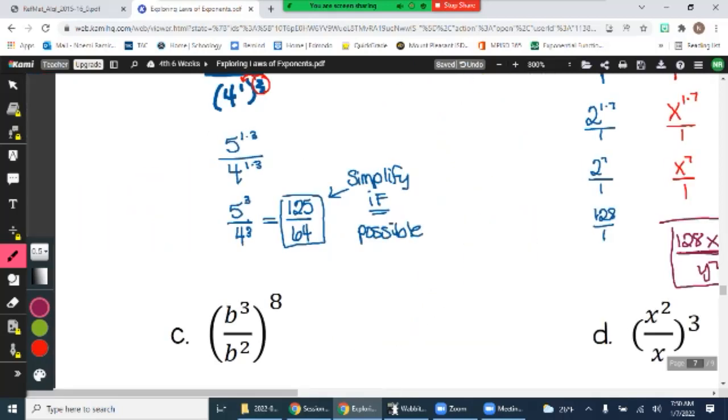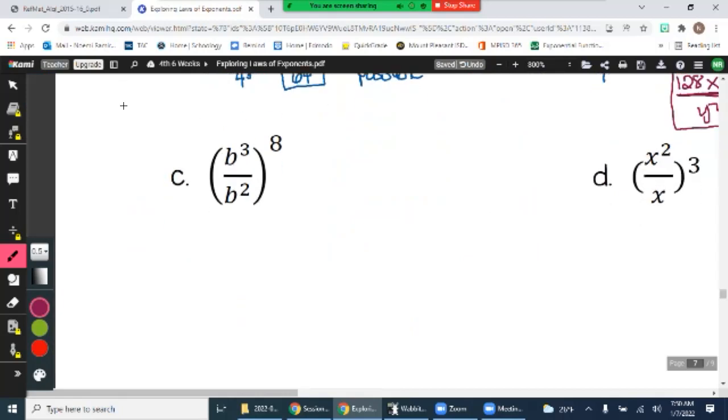Next one. We have the same base, but you do have this outside exponent. So there's no need to separate into different categories, but we do need to distribute this. Each base has an exponent, so we're ready to go. The top part of my fraction is b cubed to the power of 8. And the bottom part of my fraction is b squared to the power of 8.